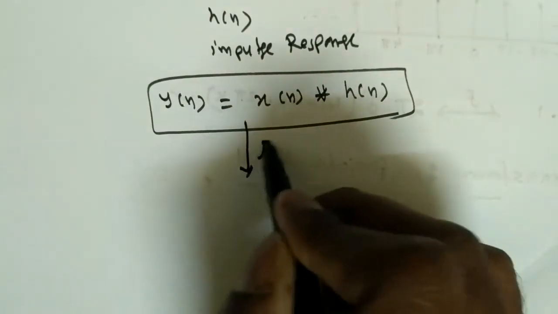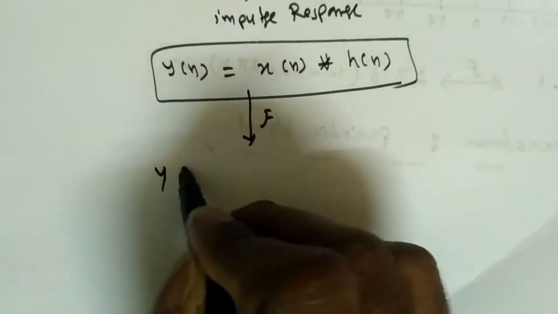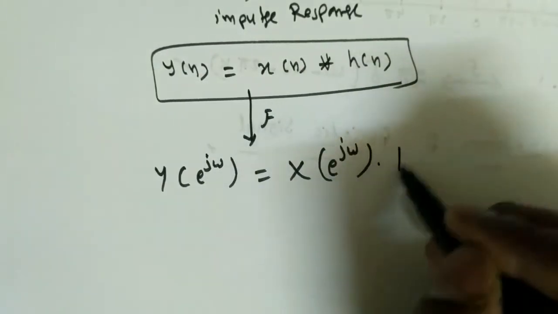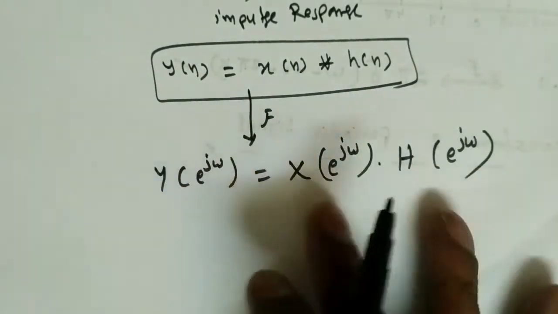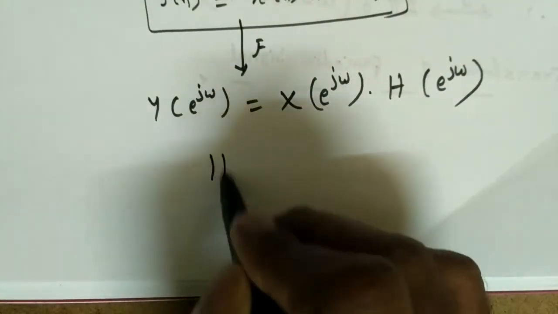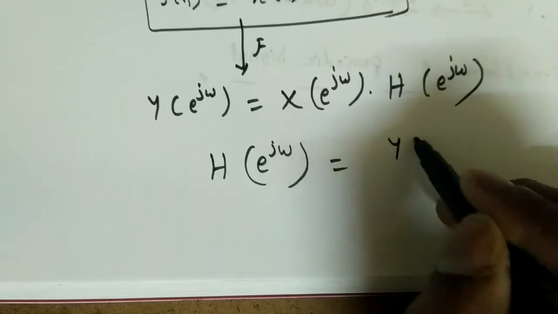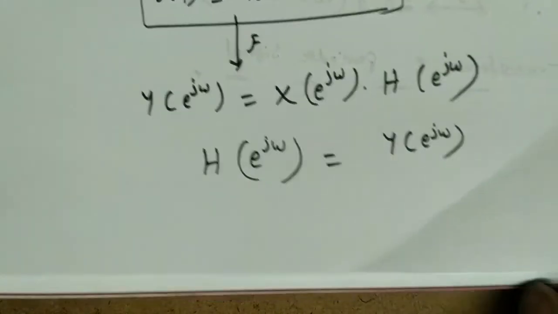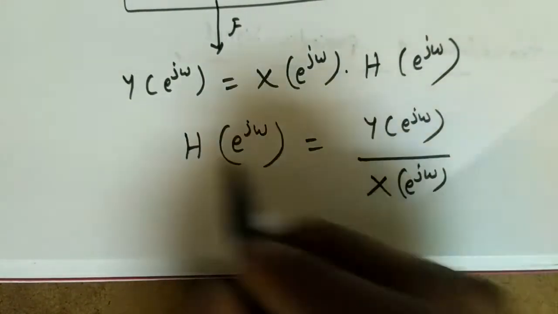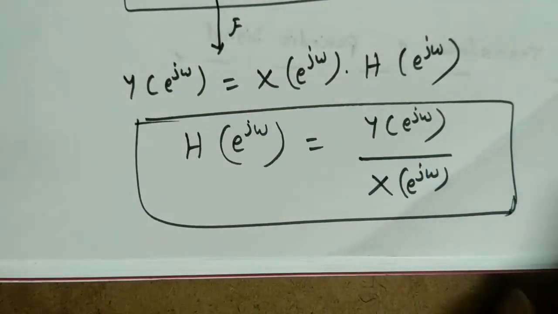Now we know that convolution in the time domain leads to multiplication in the frequency domain. That becomes Y(e^{jω}) = X(e^{jω}) into H(e^{jω}), all capitals. Now how to find the frequency response of the system? The frequency response of the system is nothing but H(e^{jω}), which is equal to the Fourier transform of the output divided by the Fourier transform of the input. This is generally what we represent as the frequency response of the system.